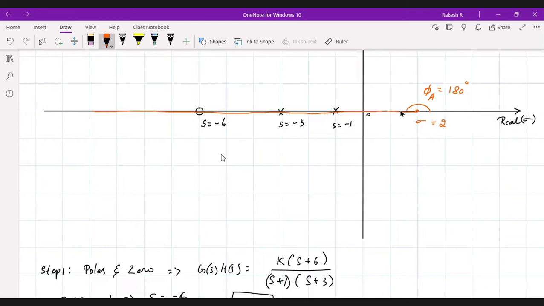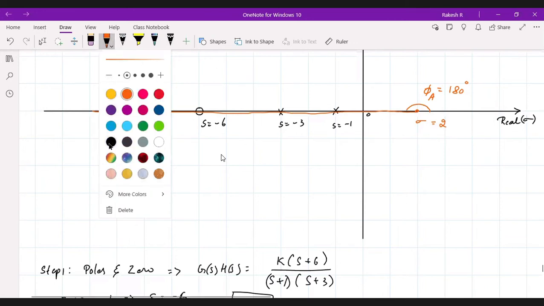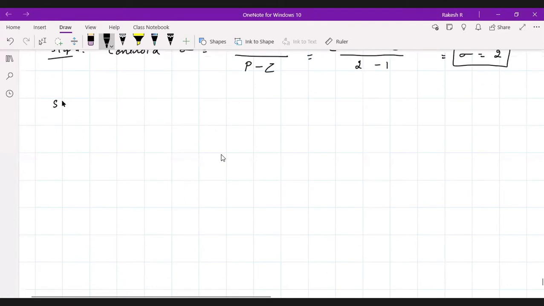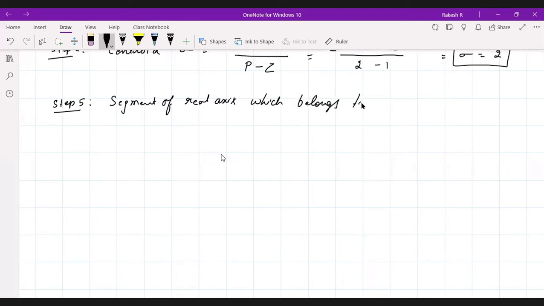Now, what is step 5? Step 5 is to determine where the root locus crosses the imaginary axis. Right, that is step 5. Step 5 is to determine the segment of the real axis which belongs to the root locus. Okay, determine the segment of the real axis which belongs to the root locus here.